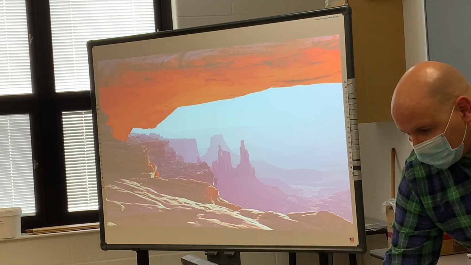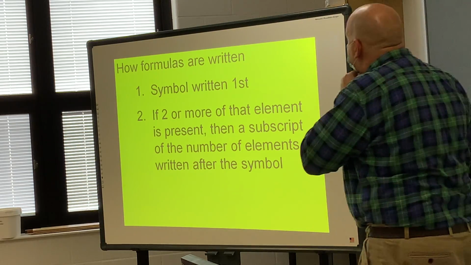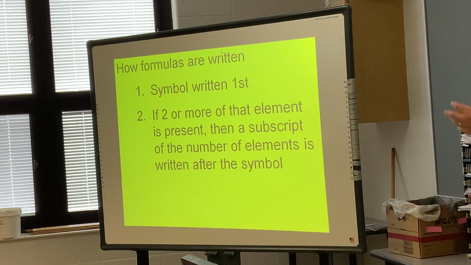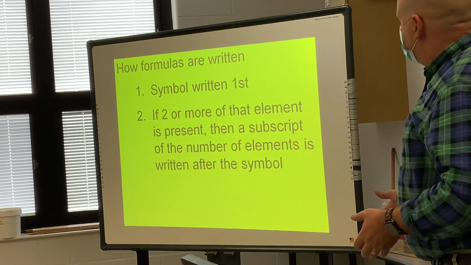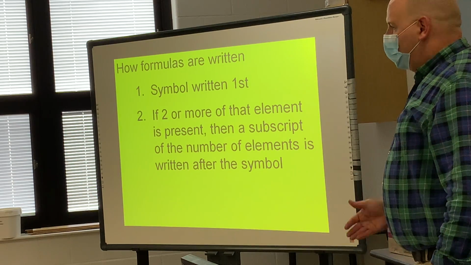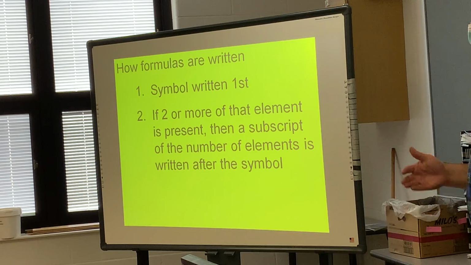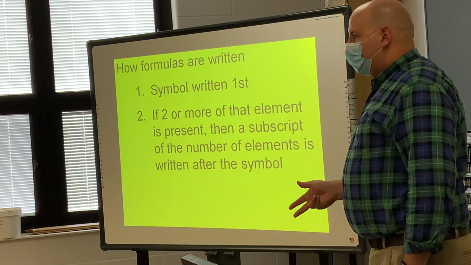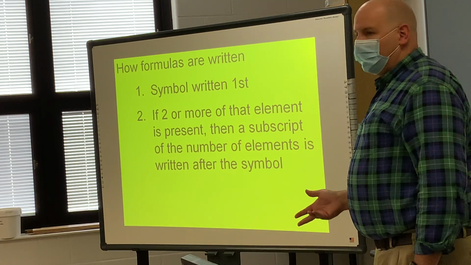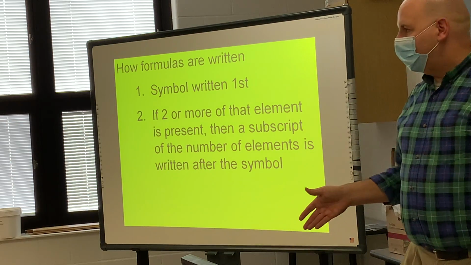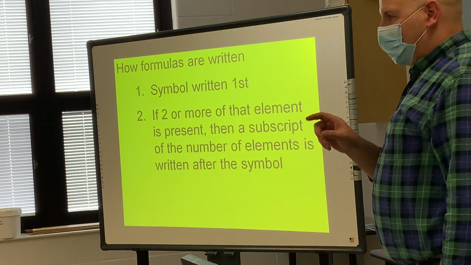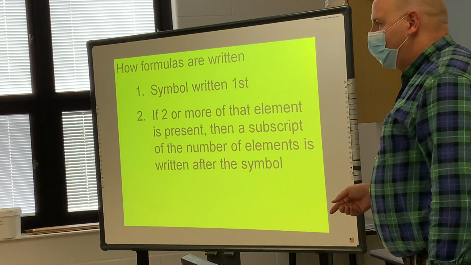All right, if you look up here, please. Whenever you're writing out a formula, the symbol is always written out first, and then if you have two or more of that element, you write a subscript after it. You don't write ones in chemistry. Like water, H2O. H2 means what? Hydrogen. You have two hydrogens. O means you have one oxygen. What you do not write is H2O1. It's like math. You don't put the one next to the X in math. A lot of what you're going to see here is very similar to what you do in math class.